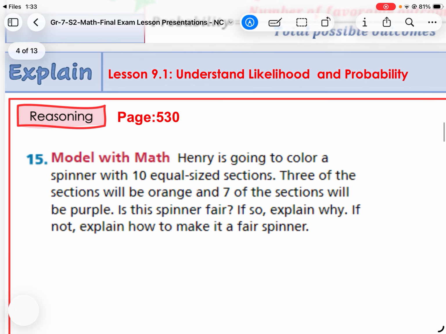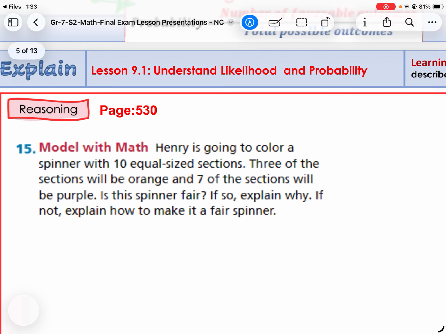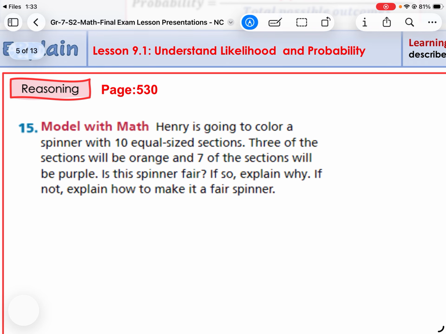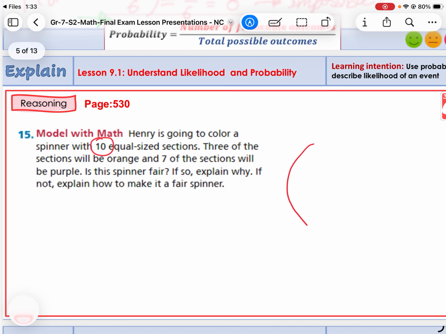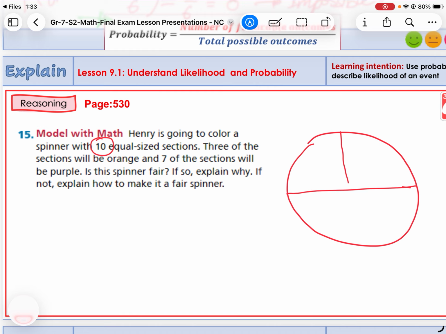still here we have, this is a really important question. I suggest you solve all the similar questions related to it. Okay, so here we have Henry's going to color a spinner, it's cut into 10 equal pieces. Okay, this is a spinner cut into 10 equal sections.